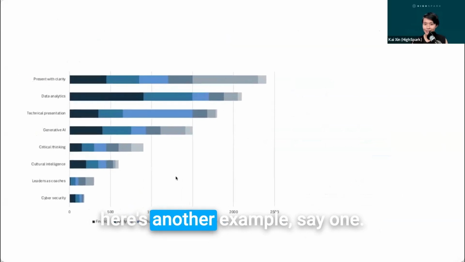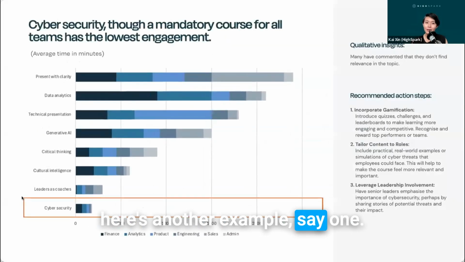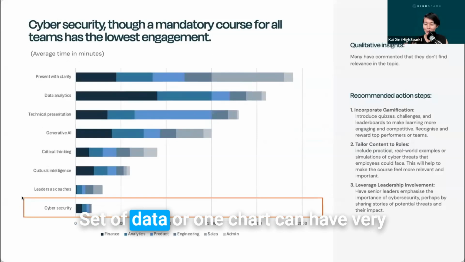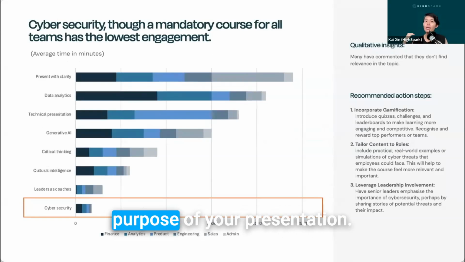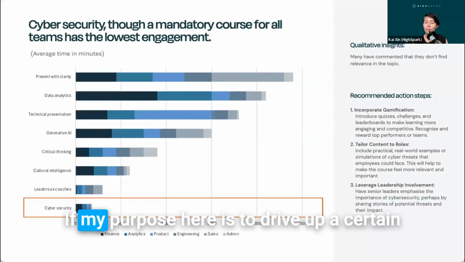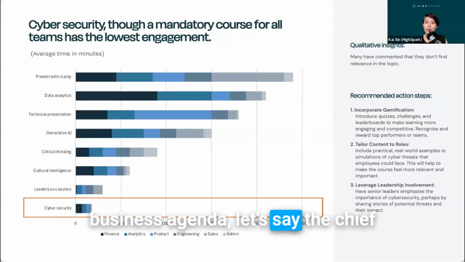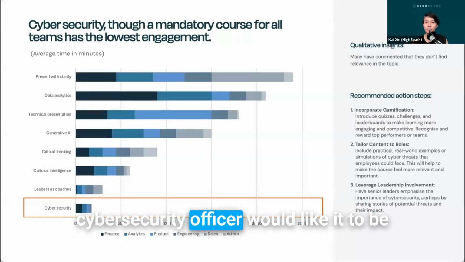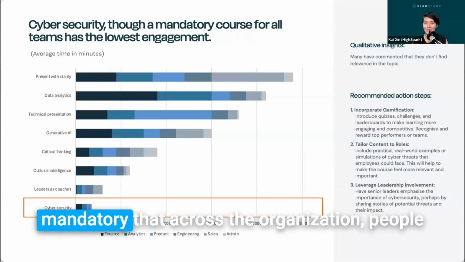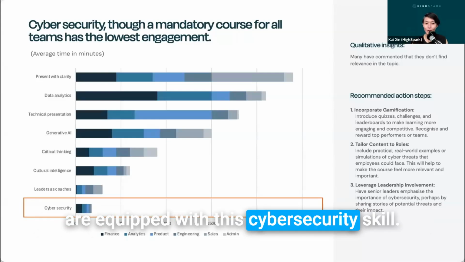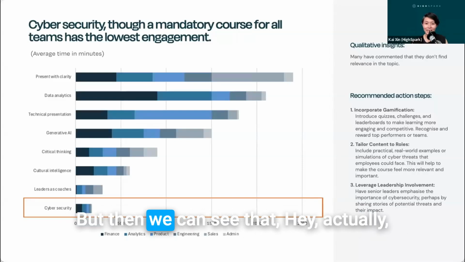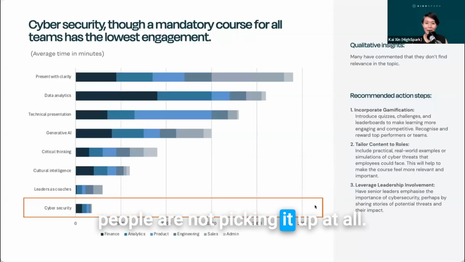And here's another example. Say one set of data or one chart can have very different insights that you want to focus on. And it all ties back to the purpose of your presentation. If my purpose here is to drive up a certain business agenda, let's say the chief cybersecurity officer would like it to be mandatory that across the organization, people are equipped with this cybersecurity skill. But then we can see that, hey, actually people are not picking it up at all.